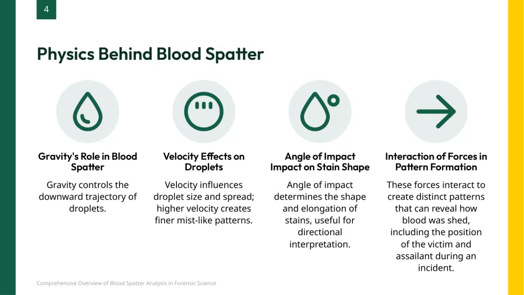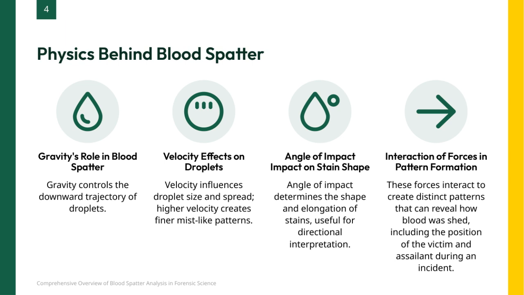When we look at blood spatter, several physical forces come into play. First, gravity plays a crucial role by pulling the droplets downward, guiding their trajectory as they fall. Next, the velocity of the blood influences both the size and distribution of the droplets. For example, higher velocity impacts produce finer, mist-like patterns, whereas lower velocity results in larger drops.